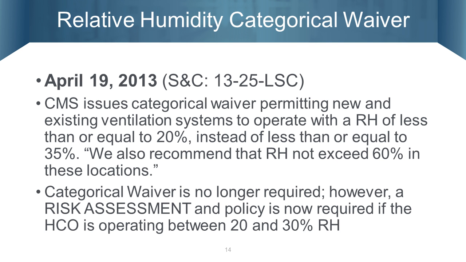Now that we've adopted the 2012 edition of NFPA 99, we no longer require the categorical waiver. However, there's been some new data that's come out saying we need a risk assessment if we are going to allow our anesthetizing areas to go down as low as 20%. We're going to allow them to go below 30%. That's because there's some sterile products and supplies and also some medical equipment that the manufacturers have not allowed them to be, they're not listed to go below 30% relative humidity.